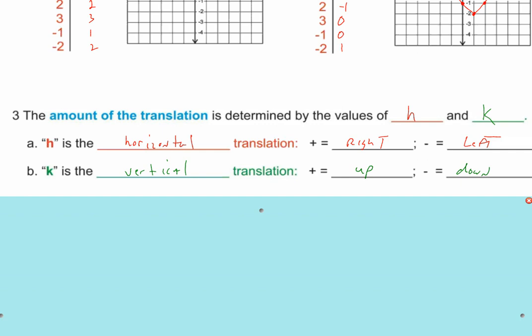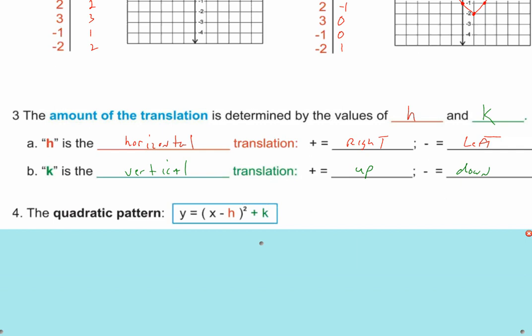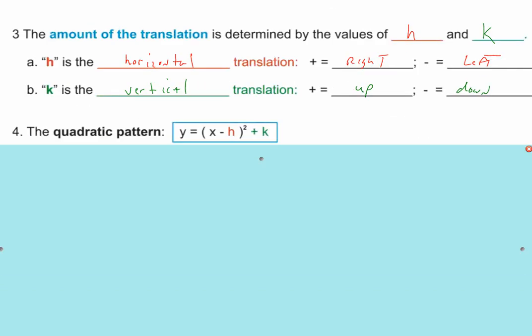So we're looking for h and k. h and k is the key. h and k tell us what to do. h, left to right. k, up or down. Okay. So here's our basic quadratic pattern. Notice how similar it is to the absolute value. There are just a few differences. We have parentheses instead of absolute value symbols, and we have a quantity squared. Those are the only differences. Other than that, it would look just like absolute value.